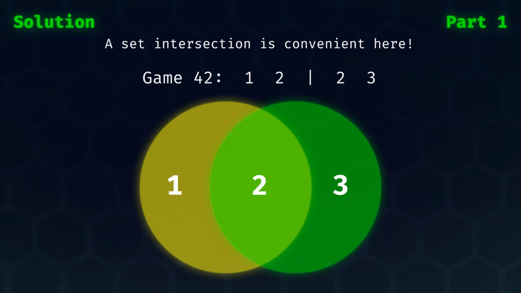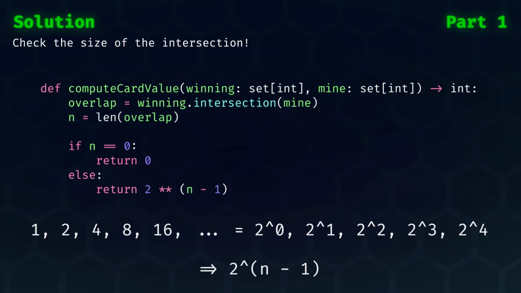Suppose we have a game with the winning numbers 1 and 2, and our numbers are 2 and 3. If we have these 2 groups of numbers as sets, then we only have to look at the intersection of those 2 sets to figure out how many of our numbers are winning. And this is exactly what our compute card value function makes use of. It takes in 2 sets and computes the overlap, more commonly known as the intersection. Then we store the length or size of the overlap in a variable.